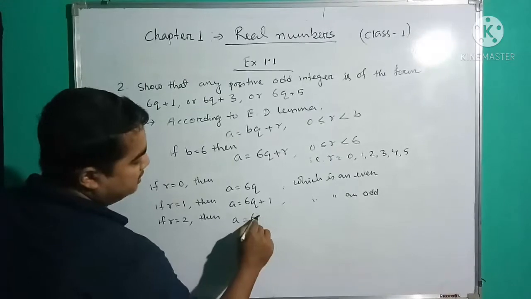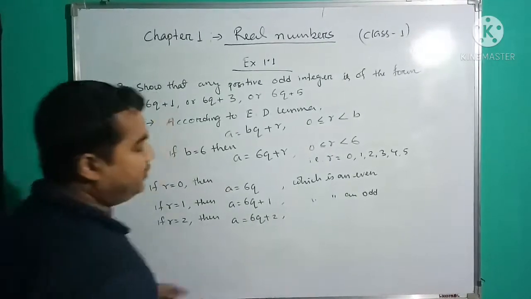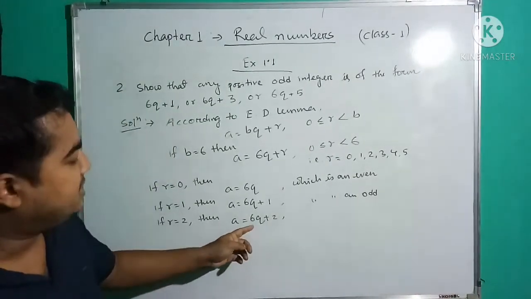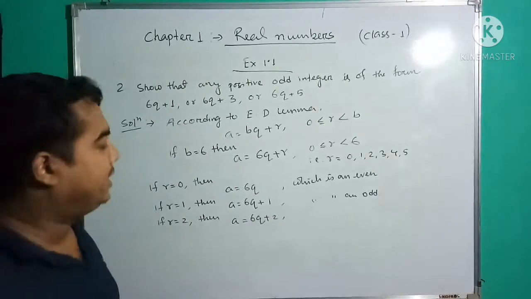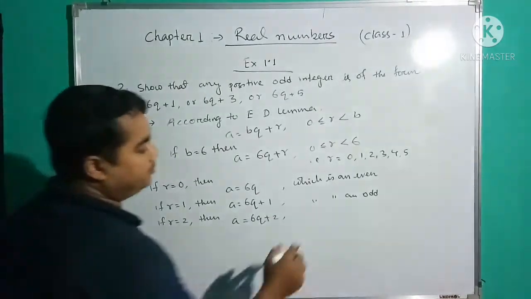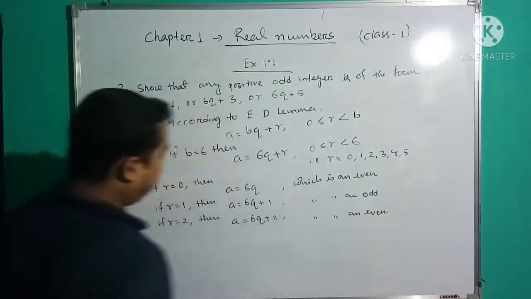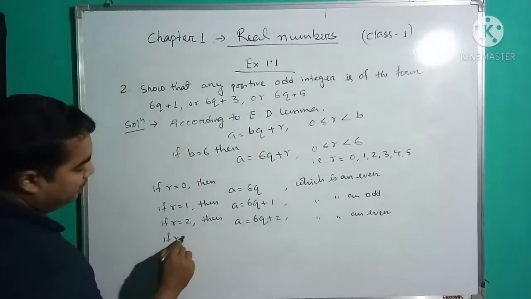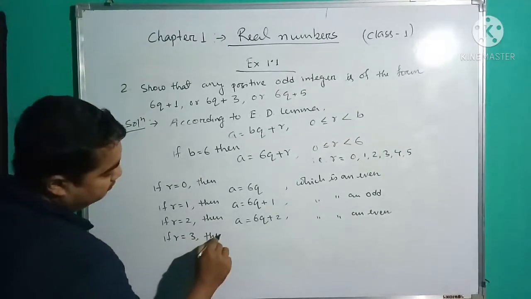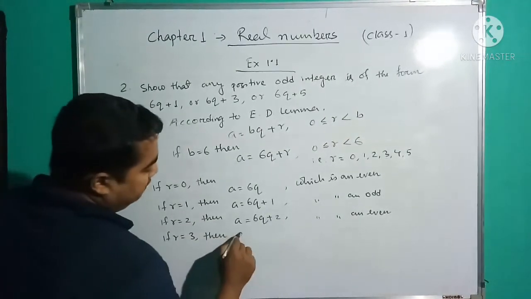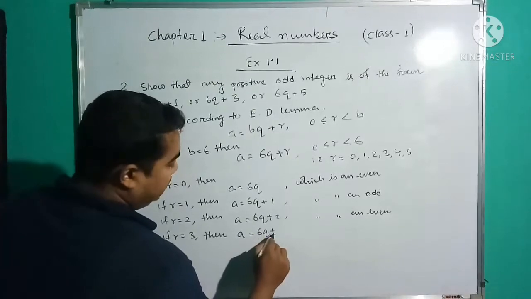A equals 6q plus 2. If we divide any number by 6 and the remainder is 2, then it is called an even number. If R equals 3, then A equals 6q plus 3.